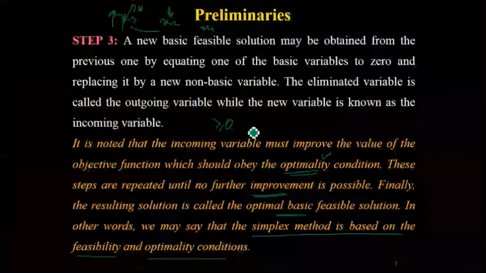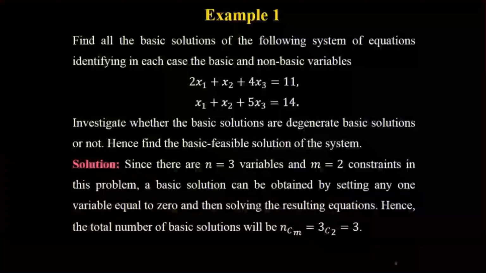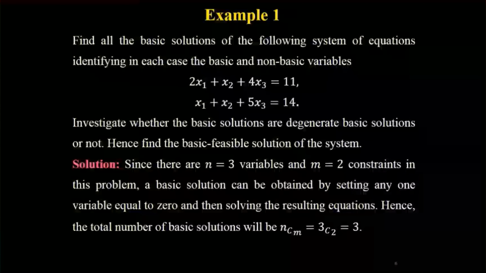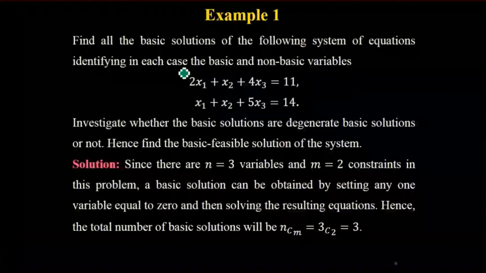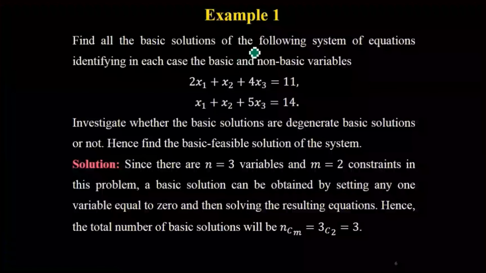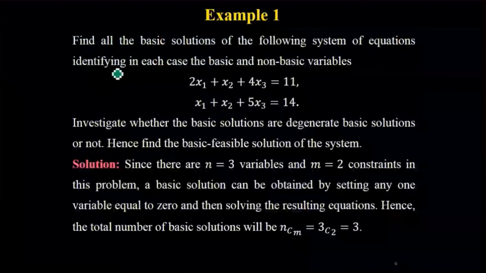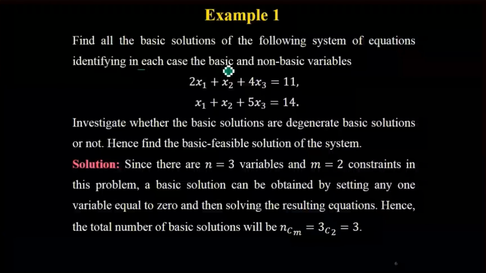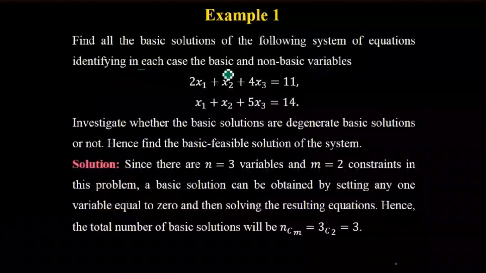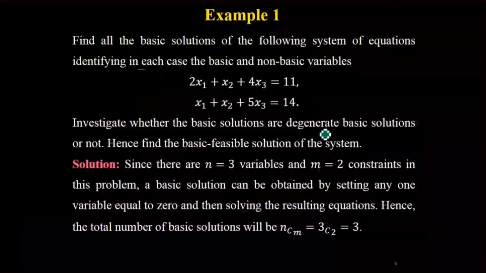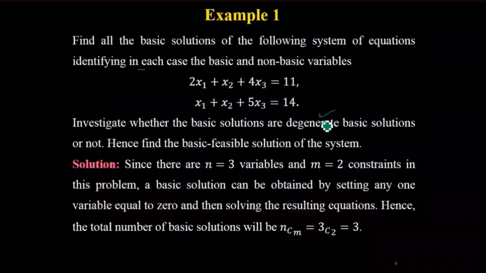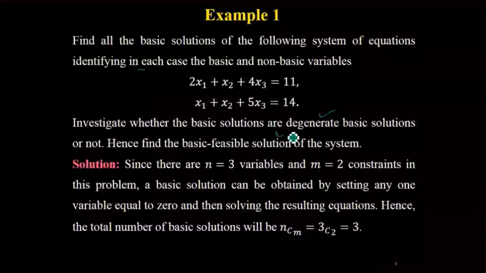Now based on this, let us see some examples. The first example is very important, so see it clearly. Find all the basic solutions of the following system of equations, identifying in each case the basic and non-basic variables. Investigate whether the basic solutions are degenerate or non-degenerate. Hence find the basic feasible solutions of the system.